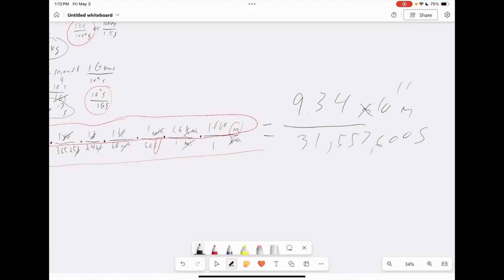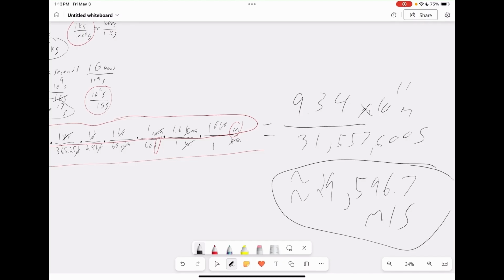I can write this as 9.34, excuse me, times 10 to the 11th, divided by 31,557,600. And we end up getting about 29,596.7 meters per second. So that is how you solve a problem like this.